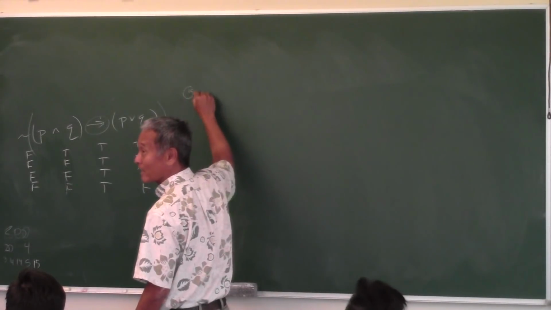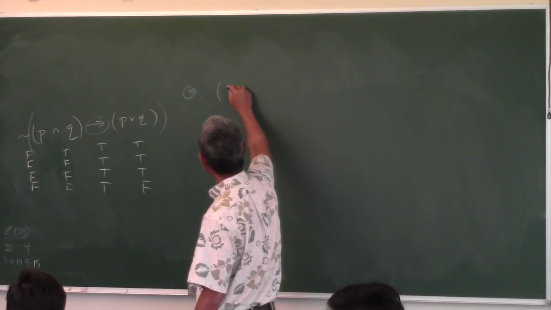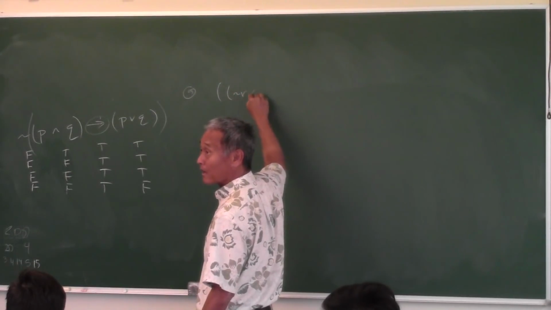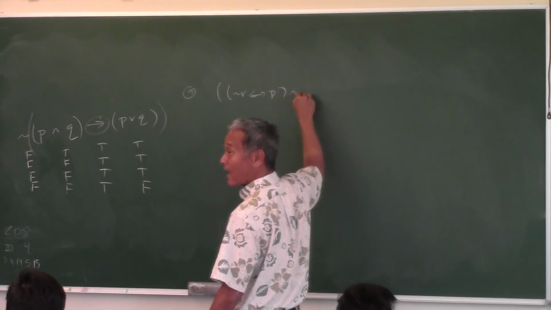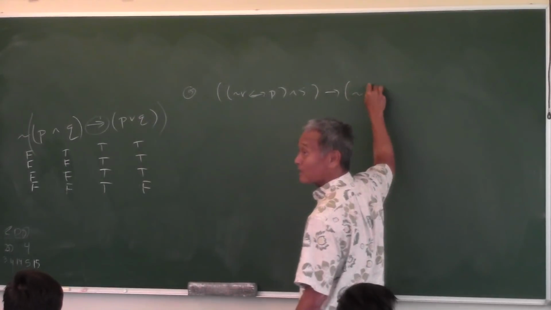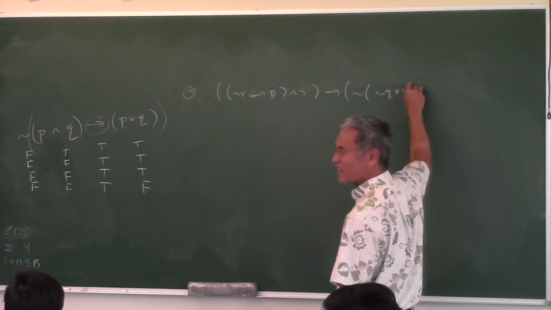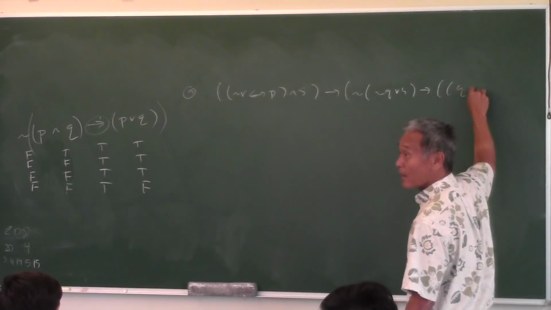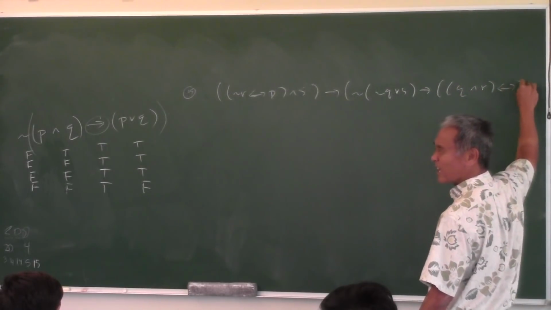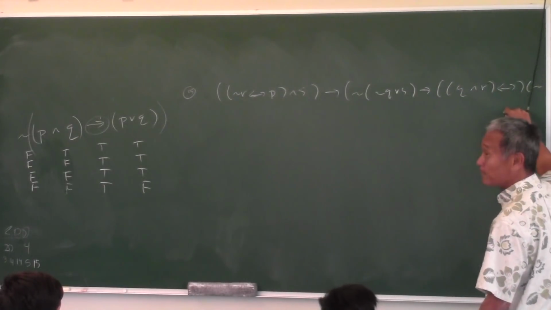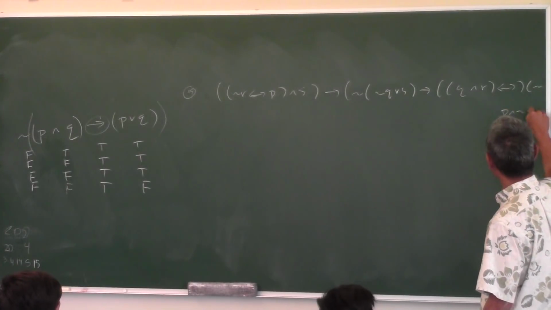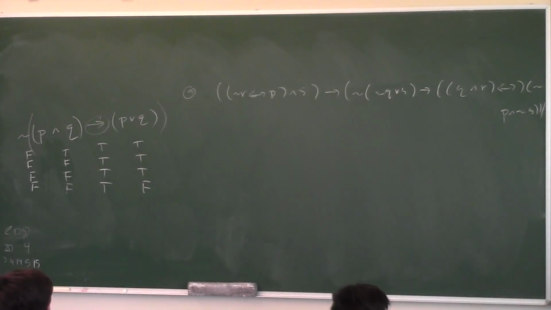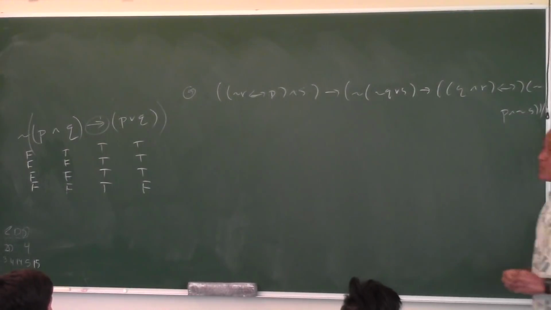Okay, number 5. I can't even see that far. I'll attempt. Not R if and only if P and S implies not Q or S, which implies Q and R if and only if not P and not S. Did I copy that correctly? Yeah. Okay, now this is what I want you to do.